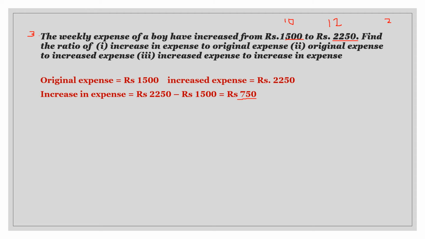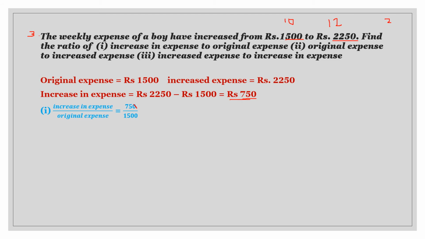He has increased his expense by 750. Okay, so let us see now what is asked. Ratio of increase in expense to original expense. So what was the increase in expense? 750. Increase in expense we found out here. And what is his original expense? 1500. So I have to find the ratio.